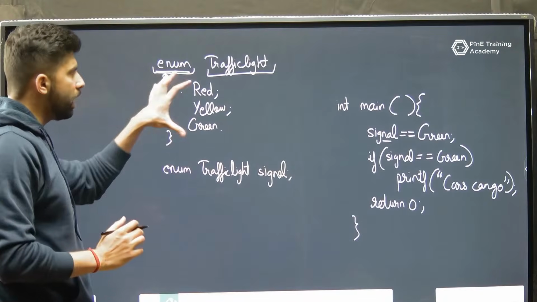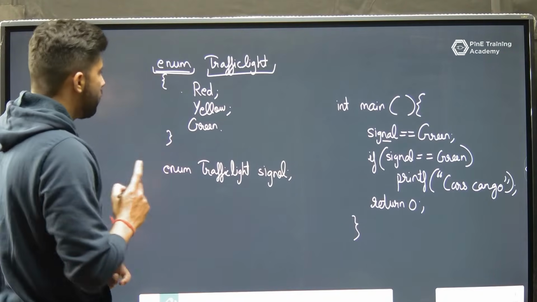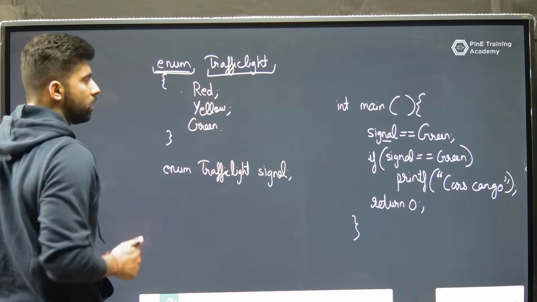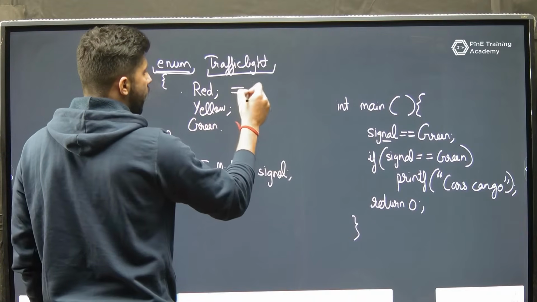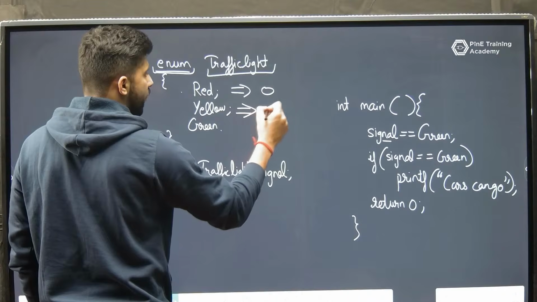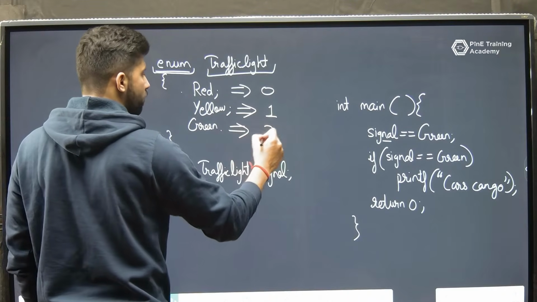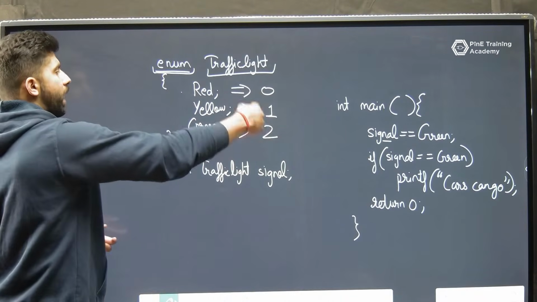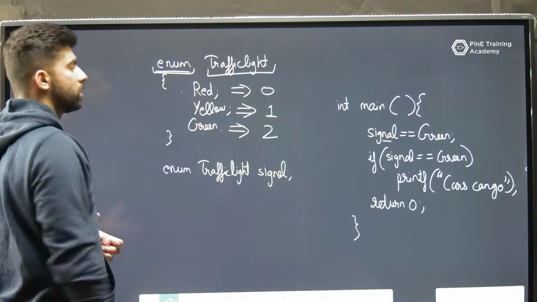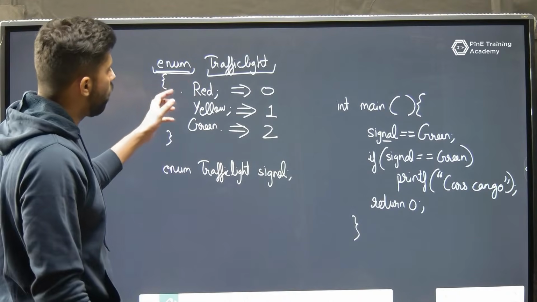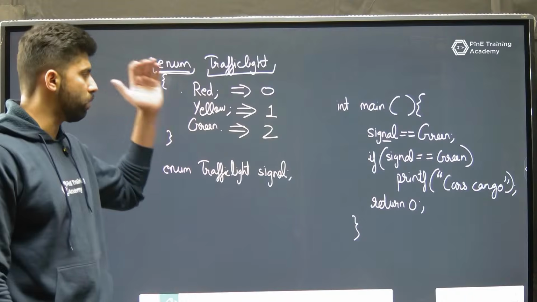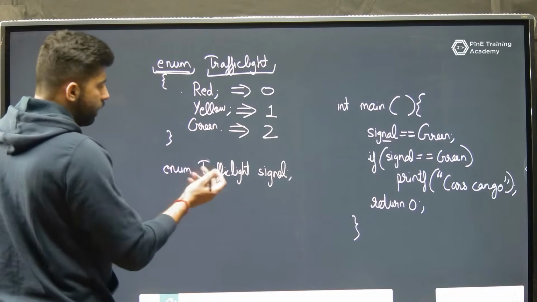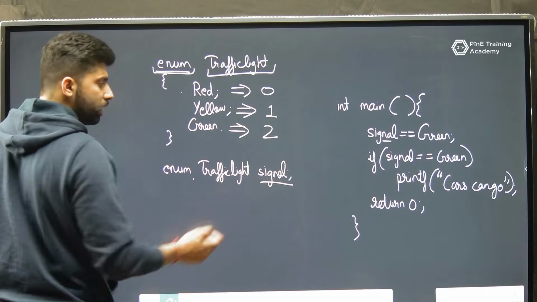Now when you write an enum like this, what enum does is that it automatically assigns a value to each of these. So red will be assigned a value of 0, yellow will be assigned a value of 1, and green will be assigned a value of 2. This happens automatically. So we don't have to write this, we write only names. So the first value will always be 0, the second value will be 1, 2, 3, 4, and so on, right?